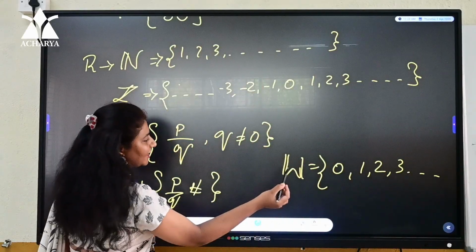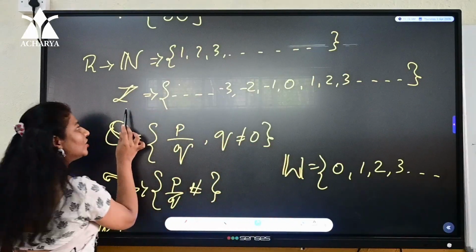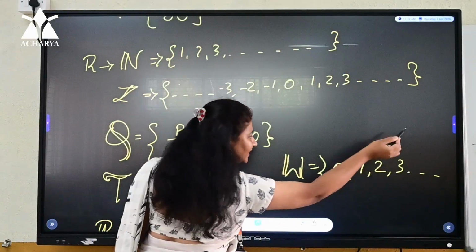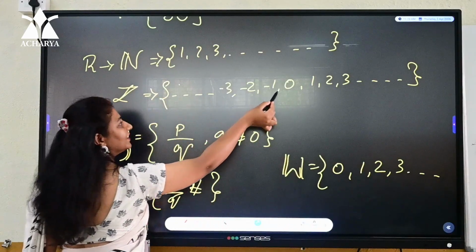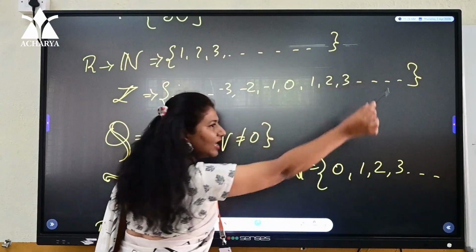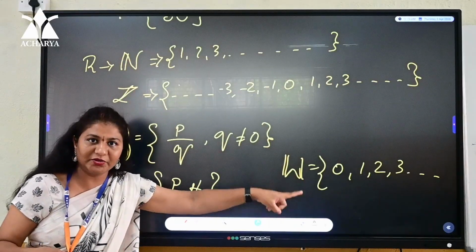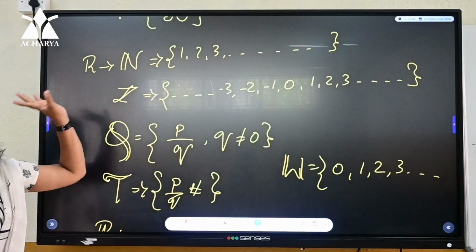Now, again you check. Is W a subset of Z? Yes, it is a subset. 0, 1, 2, 3 is there. So from here it carries 0, 1, 2, 3 and so on. So N is a subset of W, and W is a subset of Z.